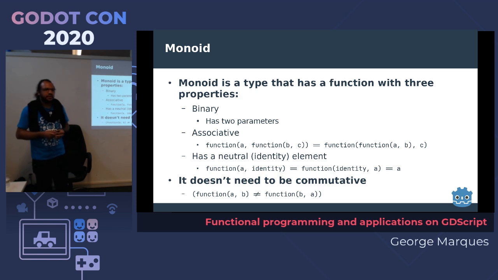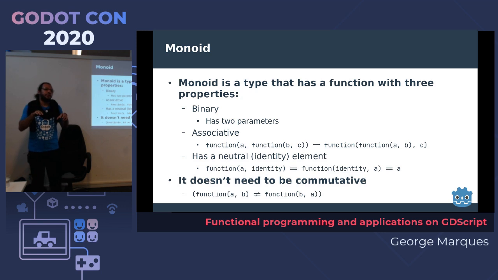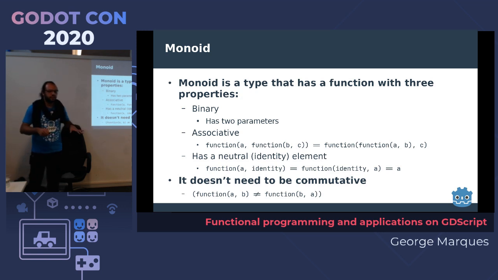Yeah. So a monoid is a type that has a function applied to this type with three properties. One is that it's binary. It essentially has two parameters. Simple. It's associative. So if you call with B, C first, and then A, or if you call with A, B first and then C, it doesn't really matter, because you can do it in any order. And it has a neutral or identity element. So if you call a value with identity, no matter which order, you will just get the same value back again. And it doesn't need to be commutative. So if you change the order of the arguments, it can actually have a different value. That's not a problem for a monoid.